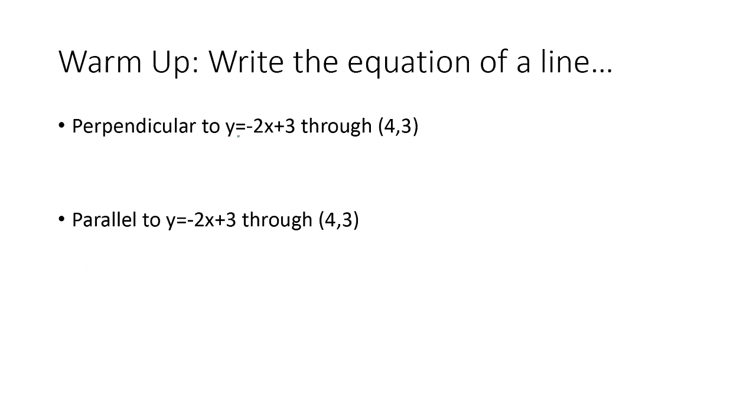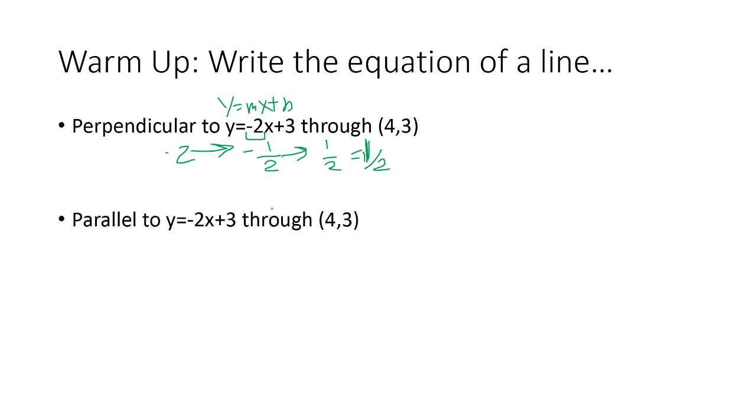So, perpendicular. Once again, we have our y equals mx plus b. Perpendicular means we're going to take the negative reciprocal of the slope. So negative 2 is going to turn into negative 1/2. There's the reciprocal, then make it negative. Turns it into positive 1/2. So we know our m is 1/2.